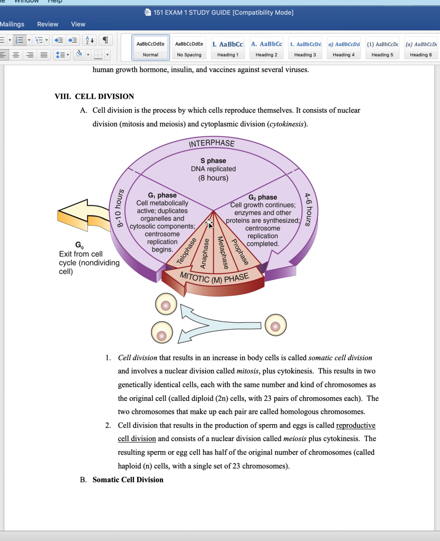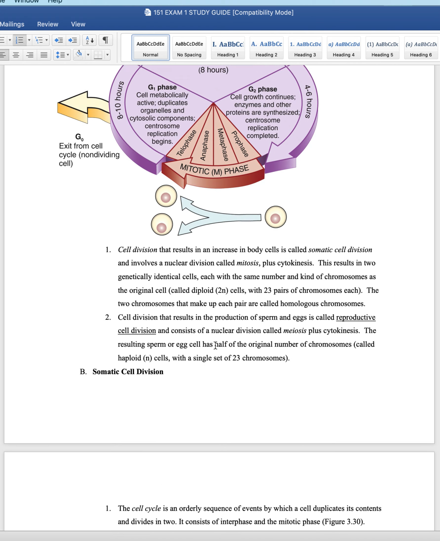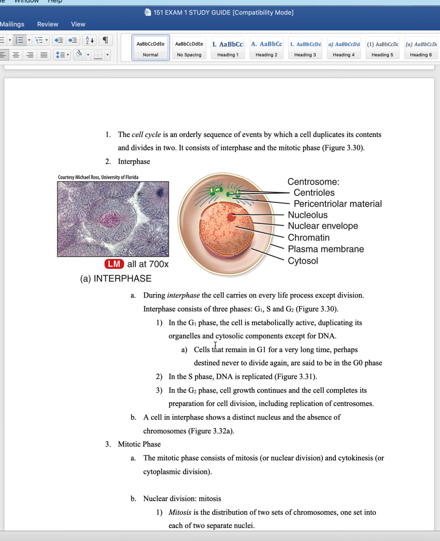And I like to liken this to a play. This is setting the stage. This is opening the curtain. This is the end of the show, and this is the close of the curtain, right? So cell division has multiple stages. Prophase is when we are setting up the stage.